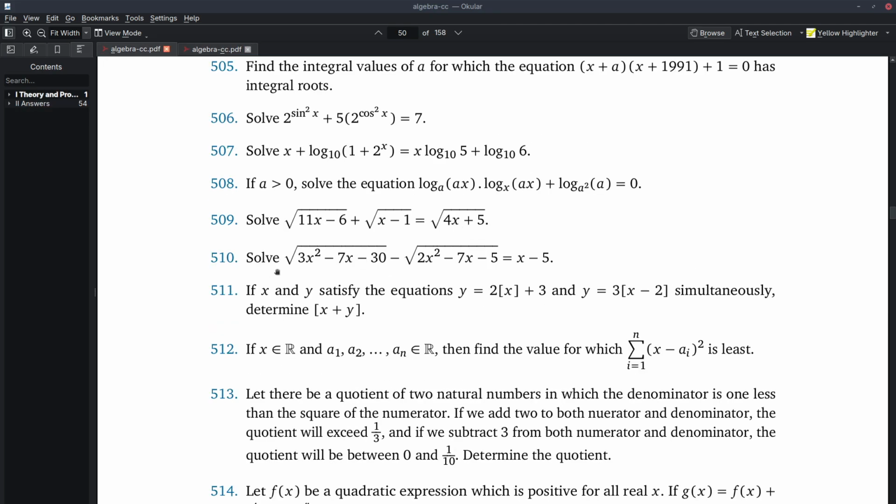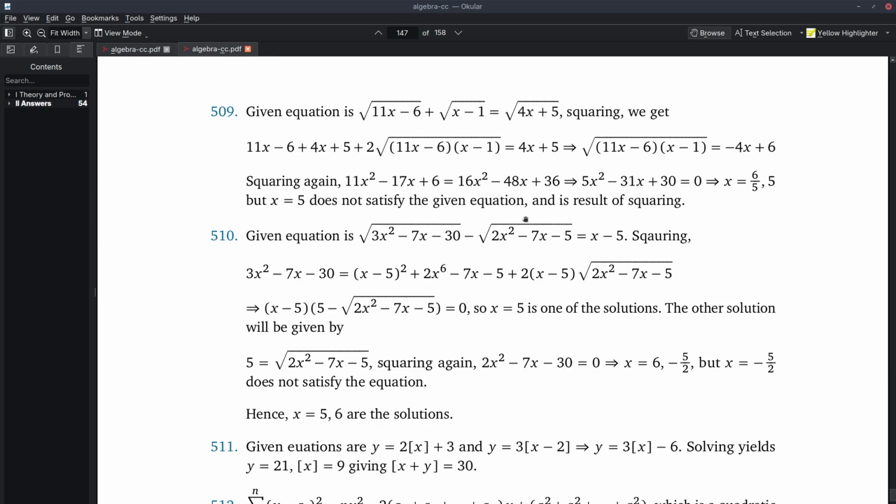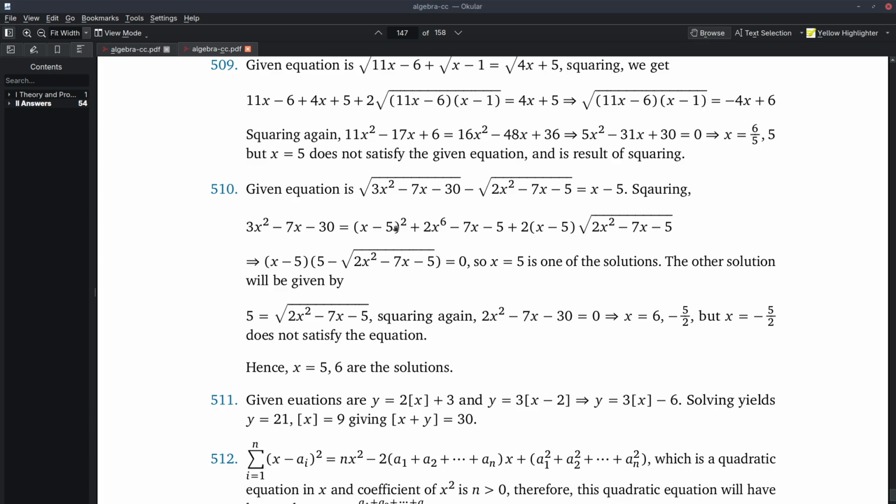Now we solve question 510, which is the last question of the set. Solve square root of 3x square minus 7x minus 30 minus square root of 2x square minus 7x minus 5 is equal to x minus 5. So like the previous problem, we square once, we bring everything to one side, and then we square again. Upon squaring it once, we will be left with x minus 5 into 5 minus square root of 2x square minus 7x minus 5.